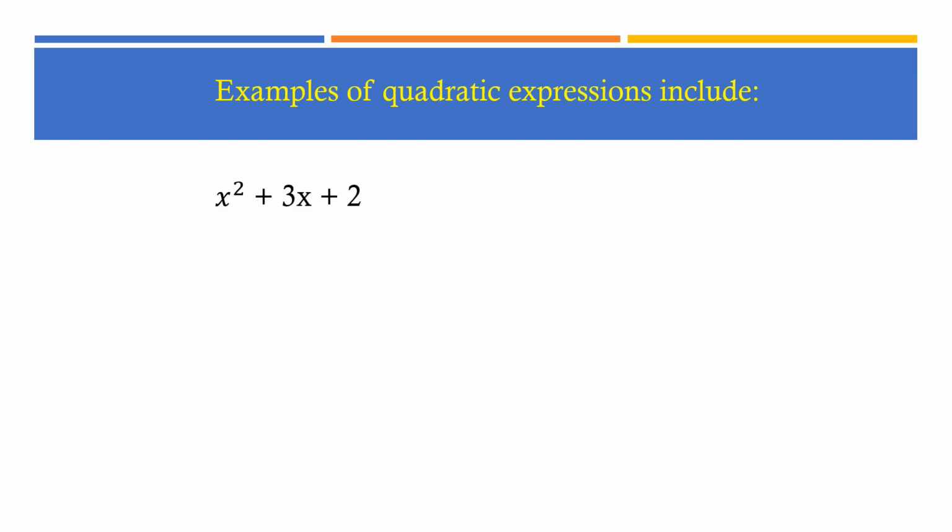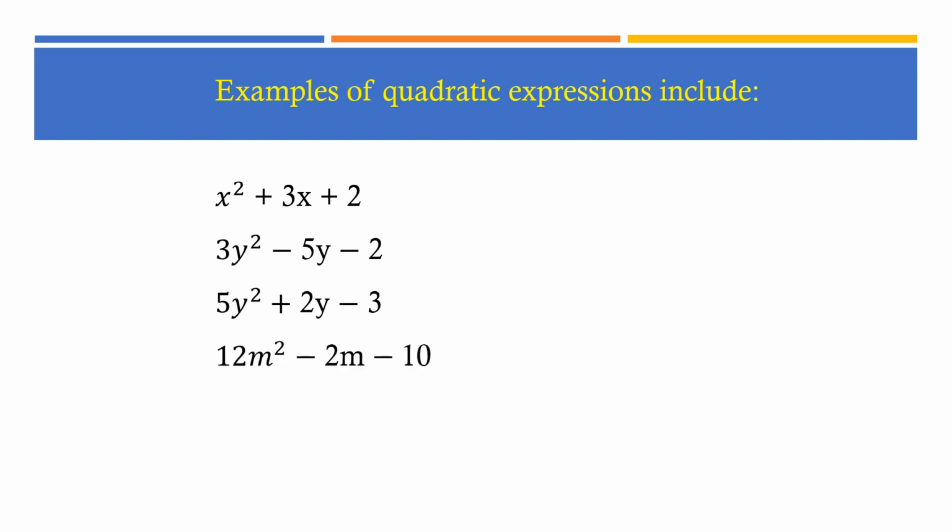The second example we have is 3y squared minus 5y minus 2. In this second example, the a value is 3, which is plus 3. The b value is minus 5, which is the coefficient of y, and our constant, the c value, is minus 2. Is that okay? This is our third example, 5y squared plus 2y minus 3.